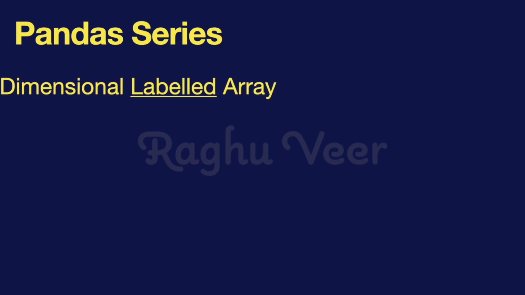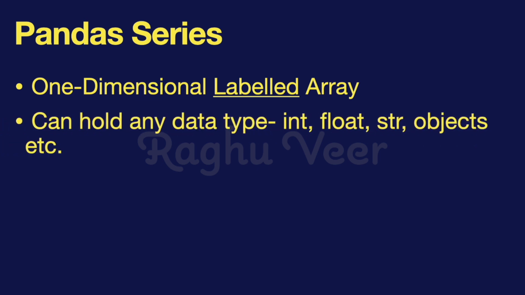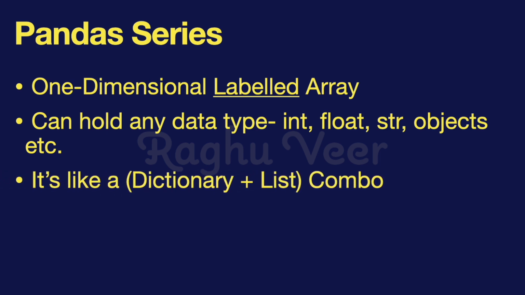A Pandas series is a one-dimensional data structure. It's a one-dimensional labeled array. To put it in context, a DataFrame is a two-dimensional data structure, or a two-dimensional labeled array. A series can hold any data type like integers, strings, objects, floats, etc. It's like a dictionary and a list combination, where we get the advantages of both the dictionary and the list.